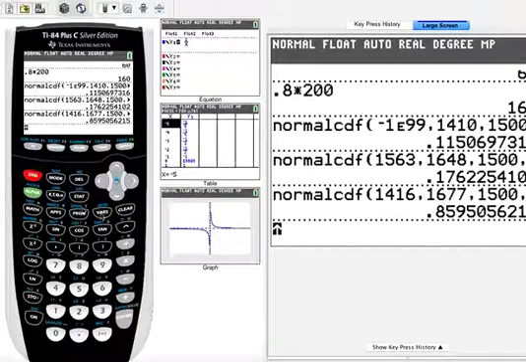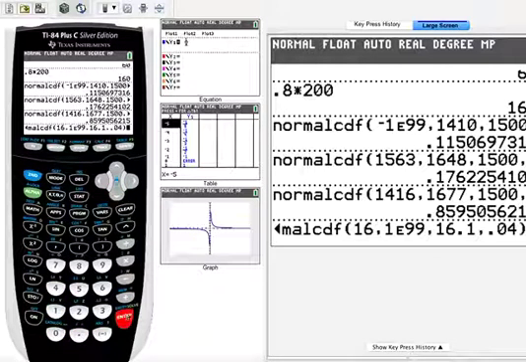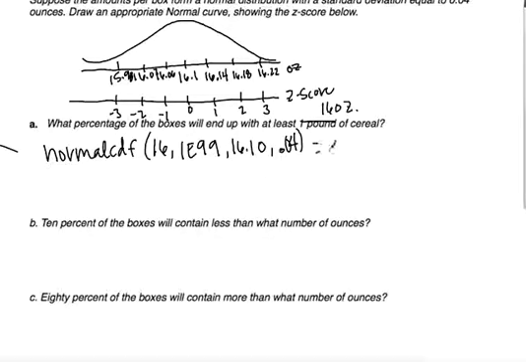So on your calculator, second vars, normal CDF, your lower bound is 16, your upper bound is 1E99, your mean is 16.1, and your standard deviation is 0.04. So that gives you 0.9938.